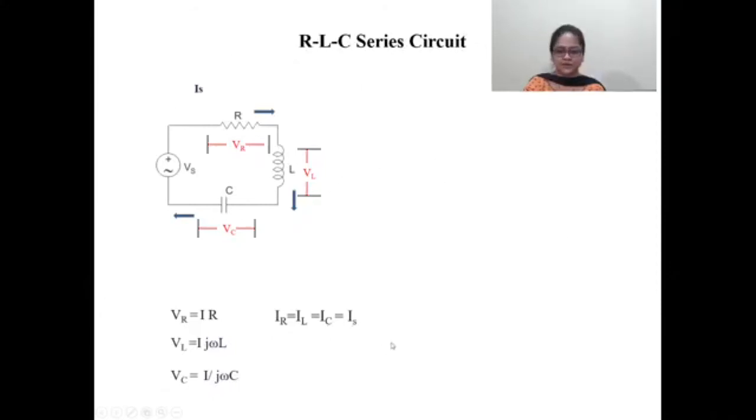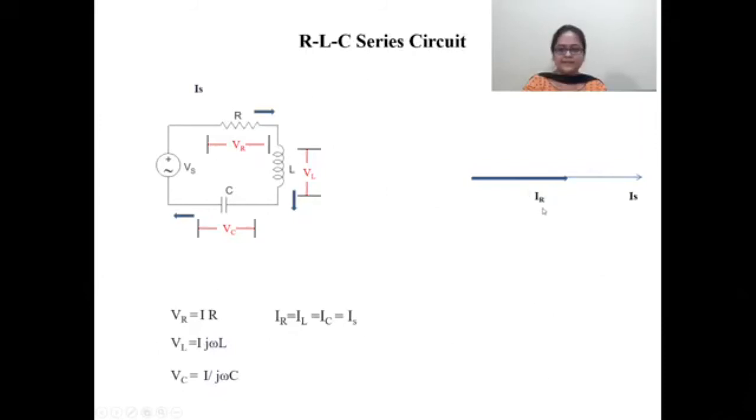Now let us see how the phasor diagram can be drawn for this particular figure. This is the reference line which we have taken to draw the phasor diagram. As I have stated earlier, the reference line is used to denote the reference phase of the current. So we'll draw IS as the reference phase. Let us go one by one through each element.